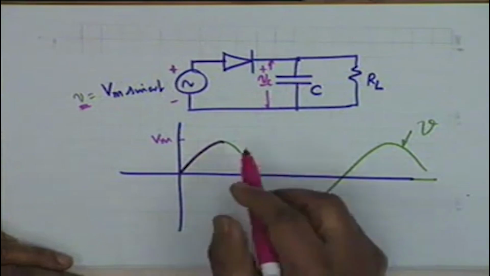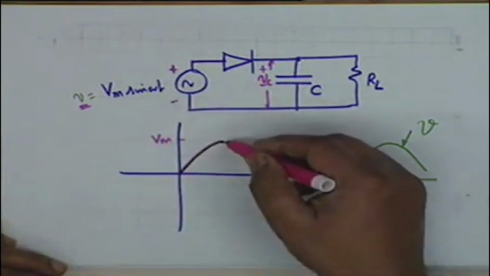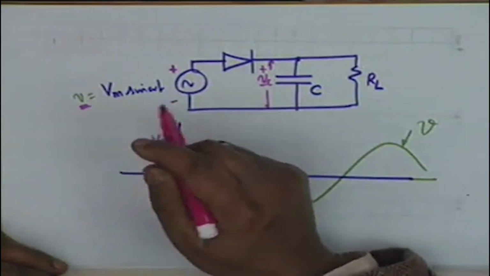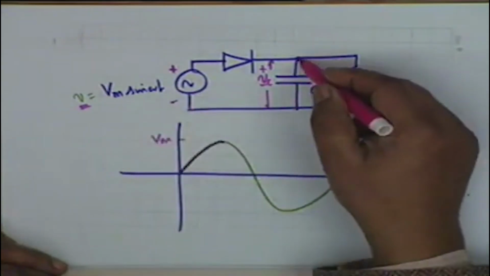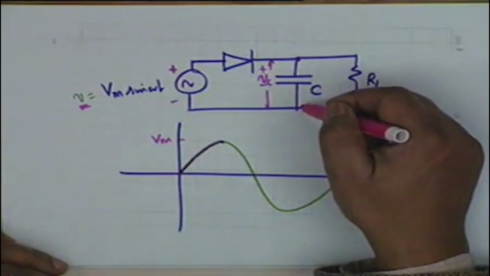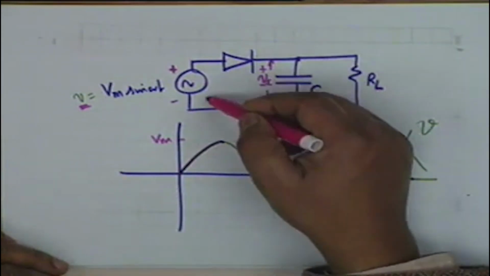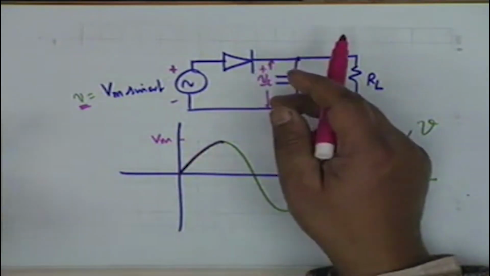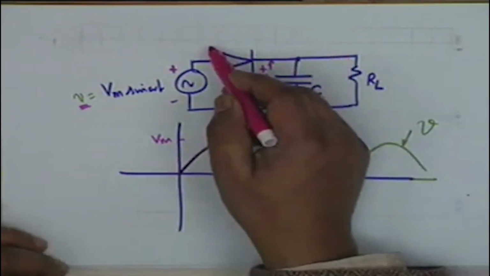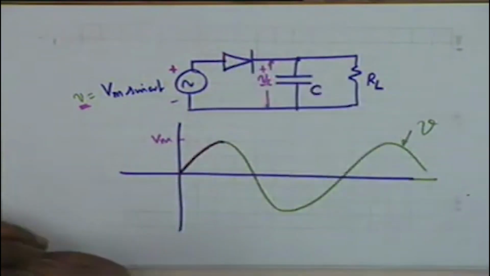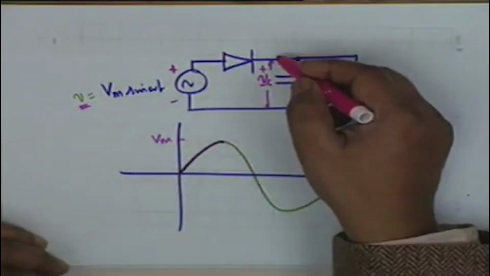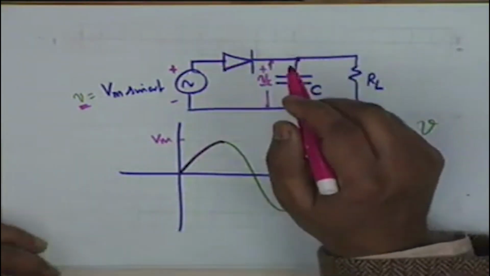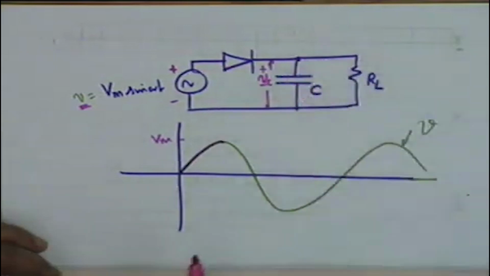Now what happens? Small v now decreases below Vm. The capacitor cannot change its charge, and therefore it remains at Vm, whereas this voltage decreases below Vm, so the diode now becomes reverse biased. The diode conducts only when the anode is positive with respect to the cathode. Now the cathode has become positive with respect to anode, therefore the diode ceases to conduct. What happens to the capacitor then?